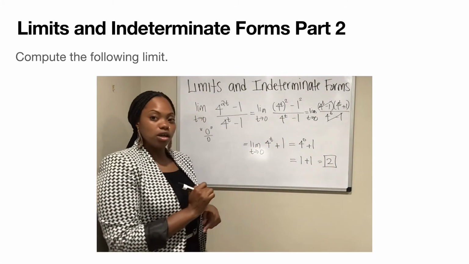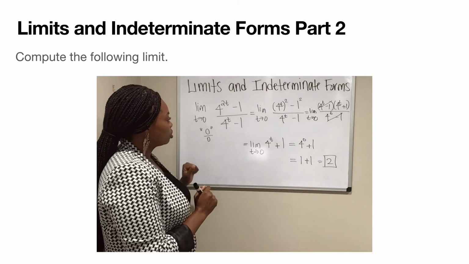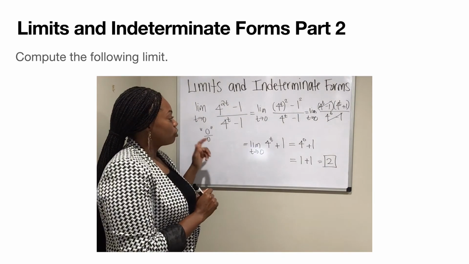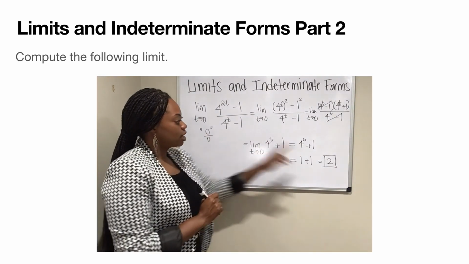which gives us a final answer of 2. So our limit as t approaches 0 of the function (4^(2t) - 1) / (4^t - 1) has a final answer of 2.